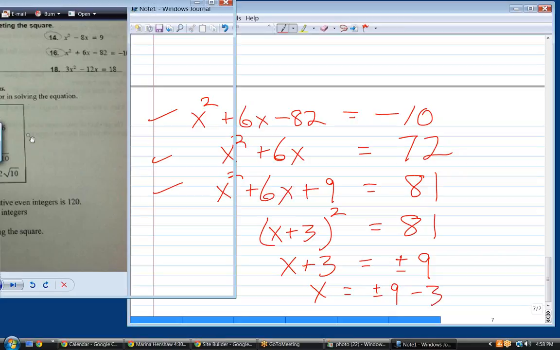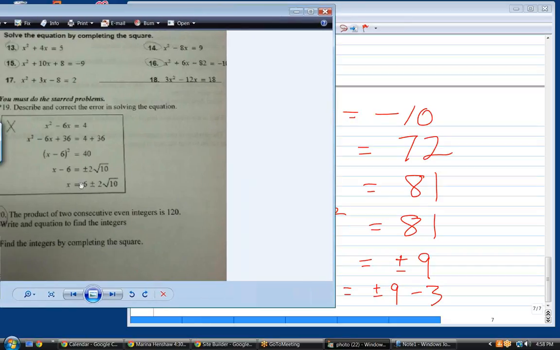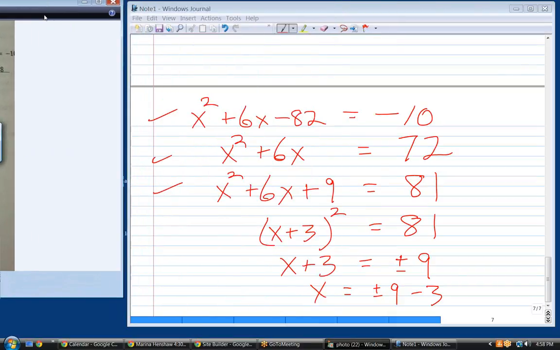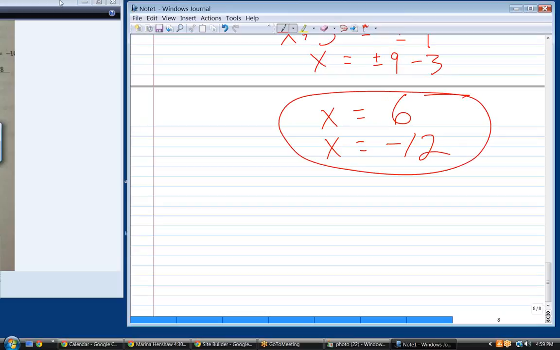Maybe what they didn't like in this solution over here, it just occurred to me, was this answer. Maybe they want a specific two answers, not the answer expressed in a single way like that. In other words, they would not like this answer that we just gave them. So let's give them an exact answer. What's one value for x? 6. And what's another value for x? Negative 12. There you go. So I think that's what they want. Okay?